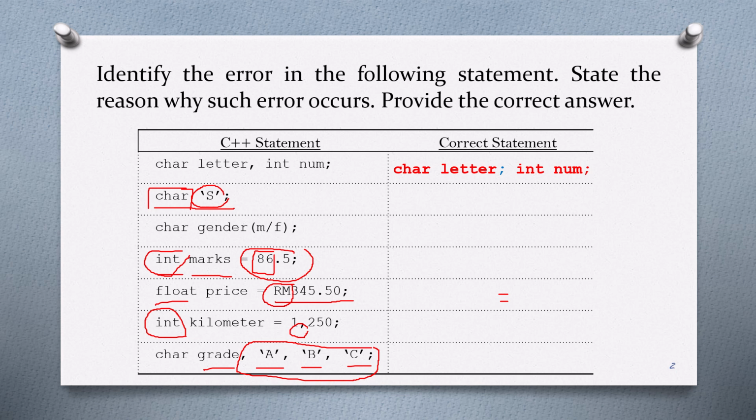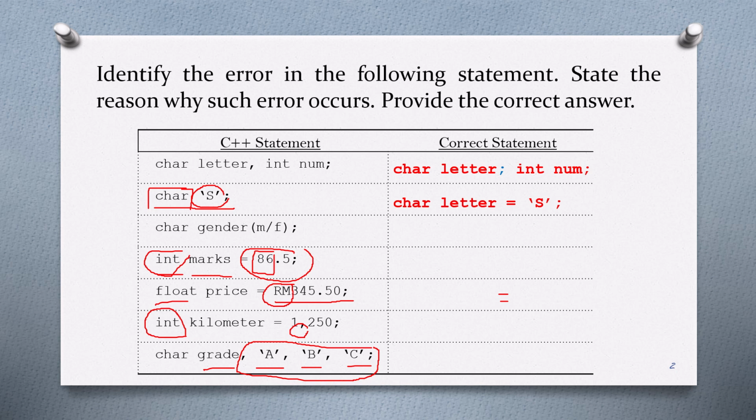Okay, so next one, char s. What is wrong with this one? Char s. So you have the data type of type char. What about this one? This one is the value that should be stored into the location. So where is the location? Missing location.